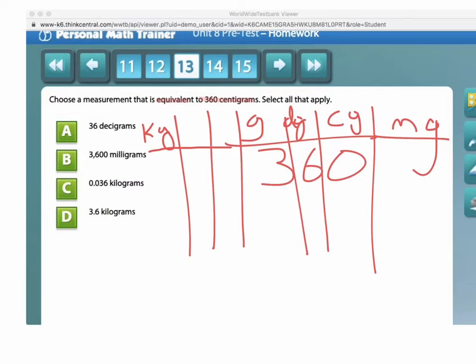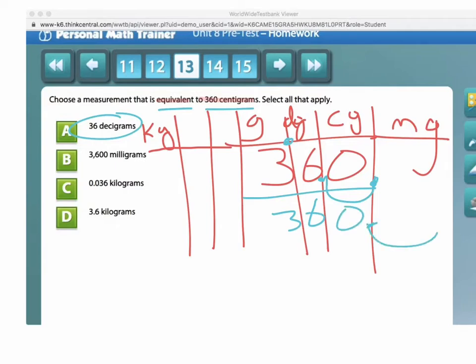We're looking for a measurement that's equivalent to 360 centigrams. So again, you have to draw your place value chart. 360 centigrams would be here, and we're converting that into these different forms of measurement. So first we'll convert centigrams into decigrams, and decigrams would be right there. So 360 centigrams is the same as 36 decigrams. I'll rewrite it here. 360 centigrams is the same as how many milligrams? So I'm converting to milligrams, and it is 3,600. So that is also correct.